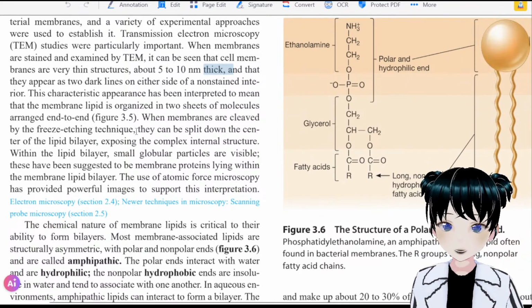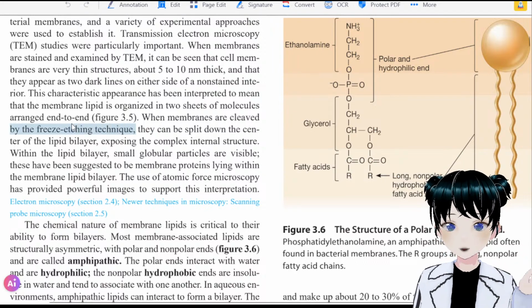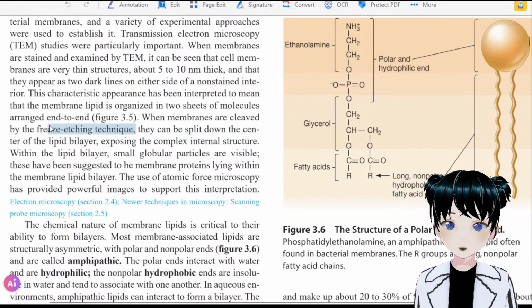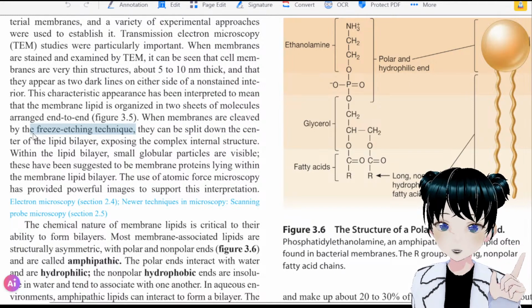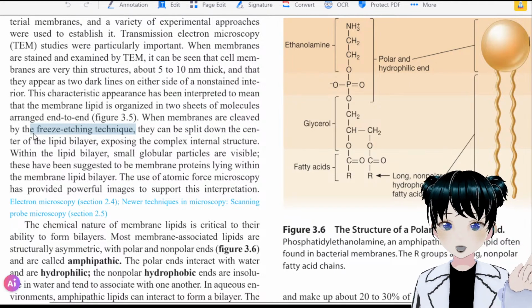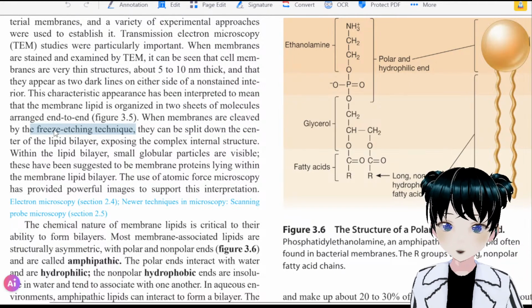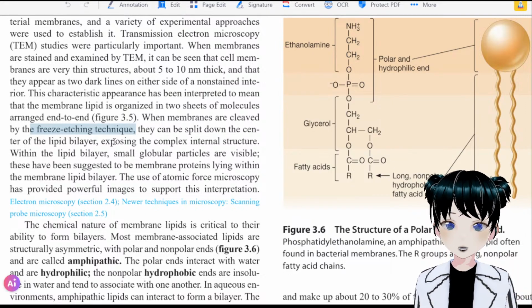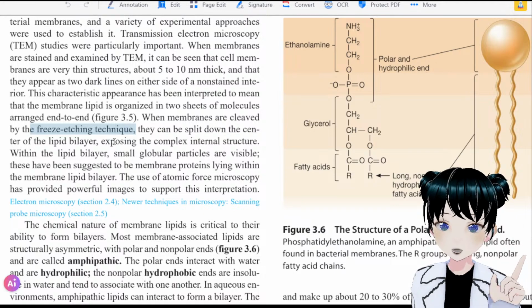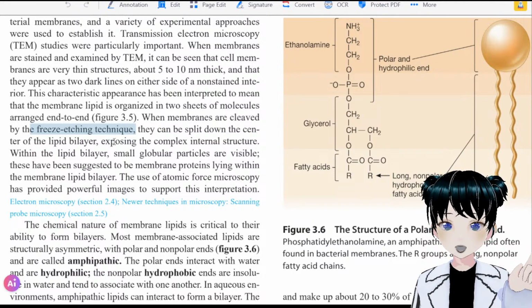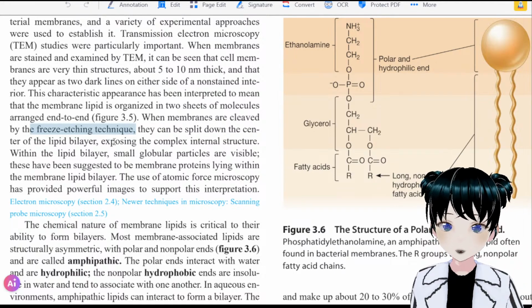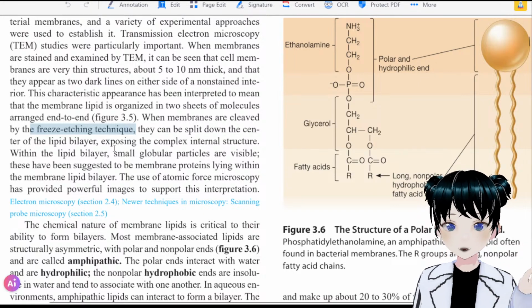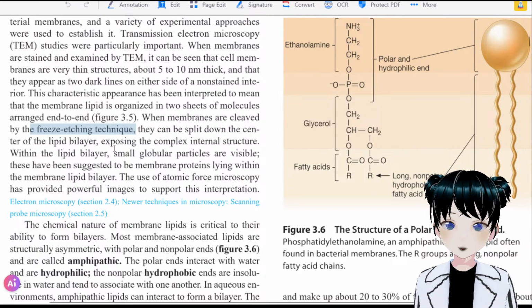Now, how did they know that these integral proteins are in the cell membrane? This is the freeze etching technique we studied in the previous lives. This is a technique where we freeze the cell and cut some part of it, even cutting the middle part of the cell membrane, like cutting just one layer of the lipid bilayer. So you see these integral proteins and stuff like that.